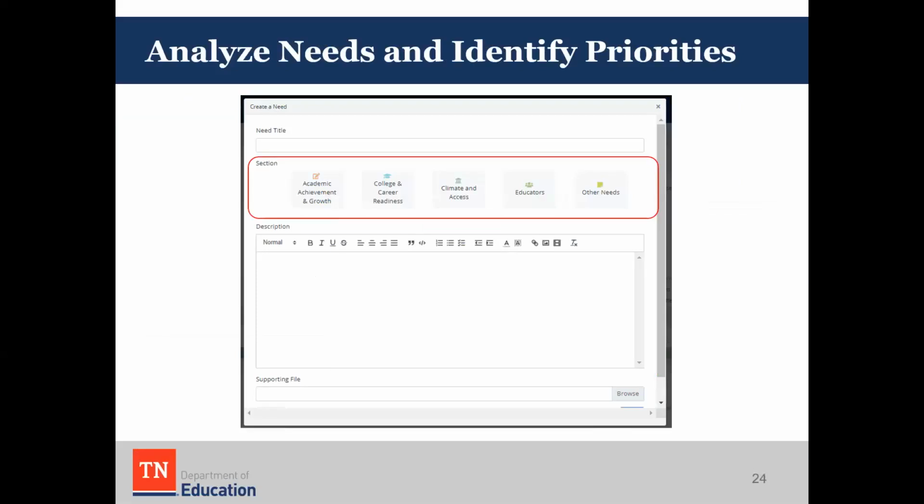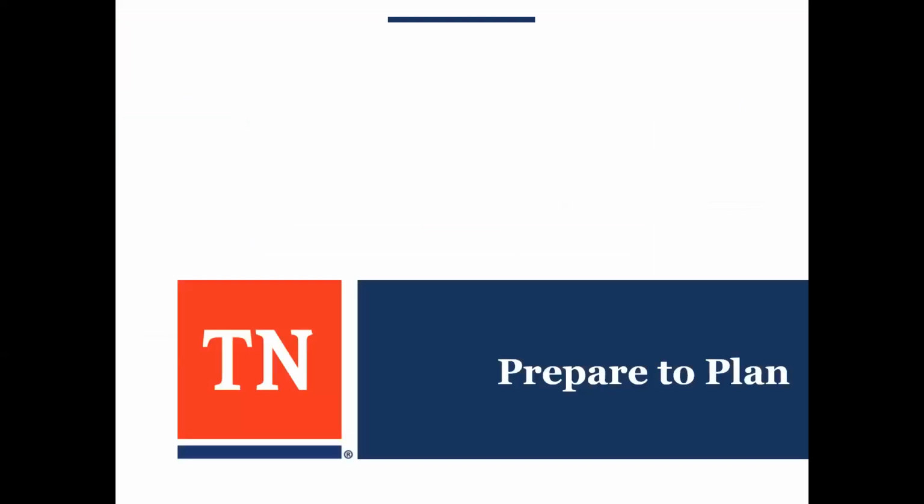Districts are encouraged to create 3 to 5 needs. Each need should have a title, tie back to a data section, have a description, and may have a supporting file. Once you've identified those needs, then you prepare to plan.